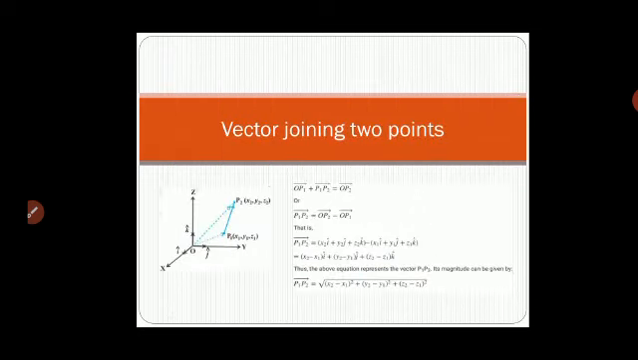Now, the vector joining two points. Let us take any two points in three-dimensional space, that is P1 and P2 as shown in the figure. Here again we use the triangle law of addition and we get that vector P1P2 is nothing but (x2 minus x1)i plus (y2 minus y1)j plus (z2 minus z1)k, and the magnitude of this vector P1P2 is given by the square root of (x2 minus x1) whole square plus (y2 minus y1) whole square plus (z2 minus z1) whole square.